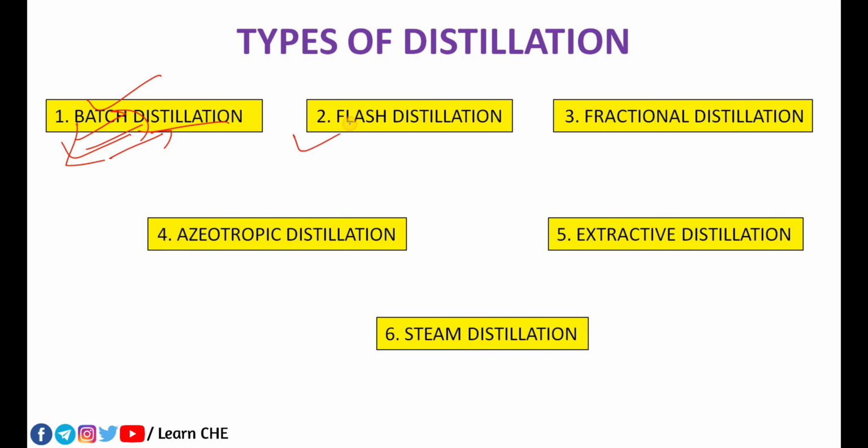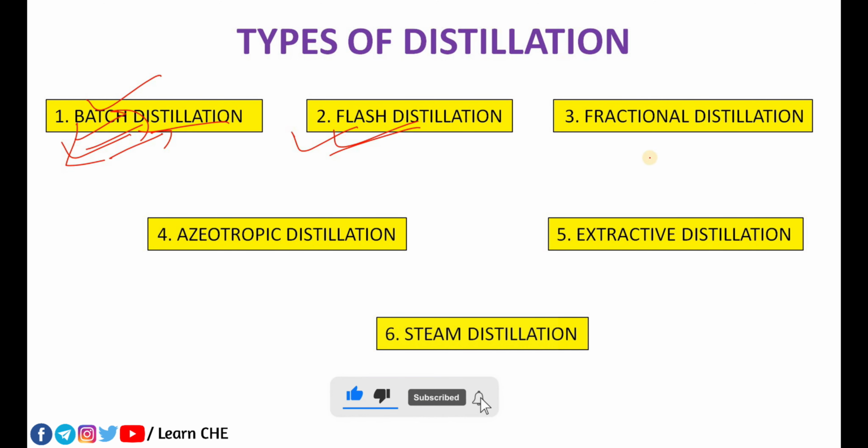Next one is flash distillation. Flash distillation is also known as equilibrium distillation. In this distillation, we partially vaporize the liquid mixture, and after that the liquid and vapor are allowed to attain equilibrium. After that we get our desired product from the top and the residue or liquid from the bottom, and this is also very important.